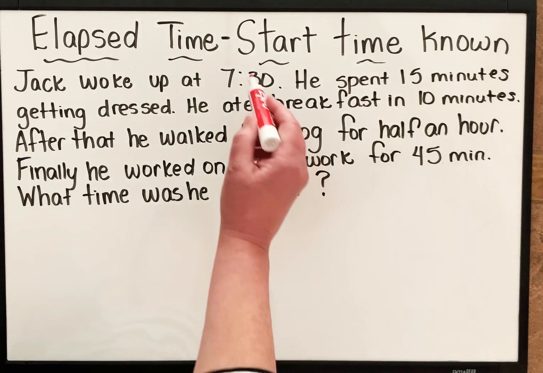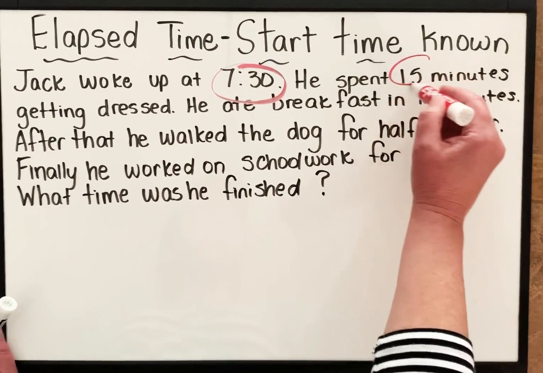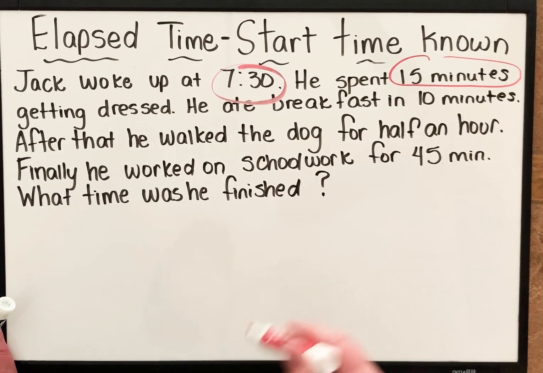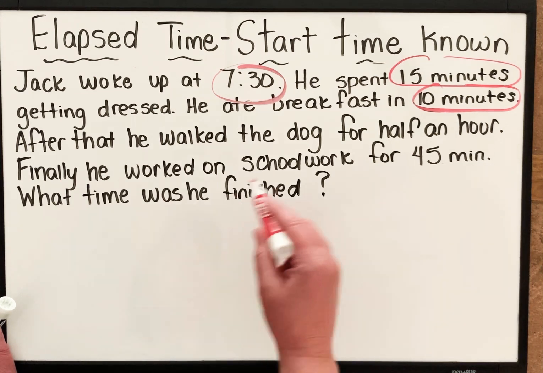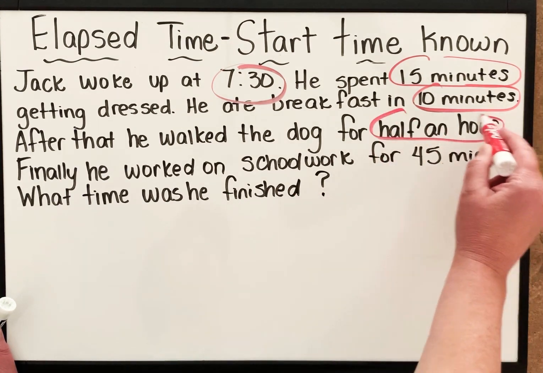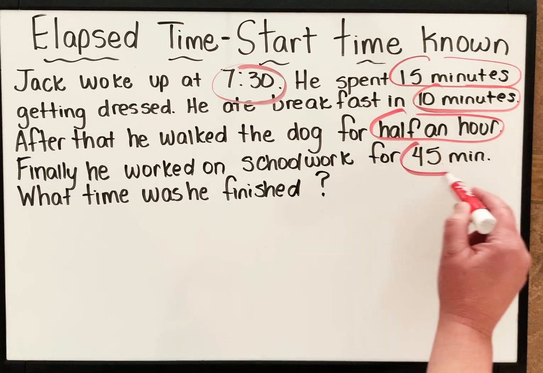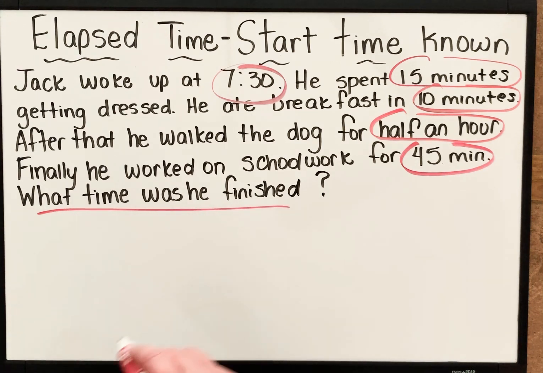Let's get started. I'm going to move this off to the side and let's work through our problem. Jack woke up at 7:30. He spent 15 minutes getting dressed. He ate breakfast in 10 minutes. After that, he walked the dog for half an hour. Finally, he worked on schoolwork for 45 minutes. And here is our question: what time was he finished?